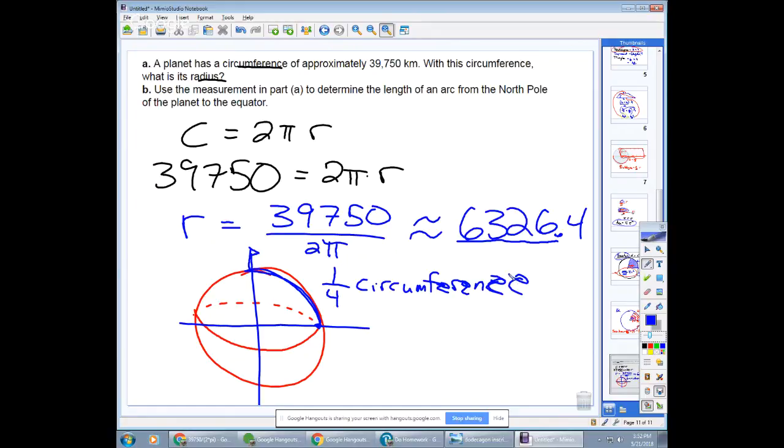We were given that the circumference is 39,750. So for that arc right there, we're just going to take 1/4 of it. So 39,750 divided by 4, whatever that is. I highly recommend drawing pictures when you do these. A picture will often lead to a solution.